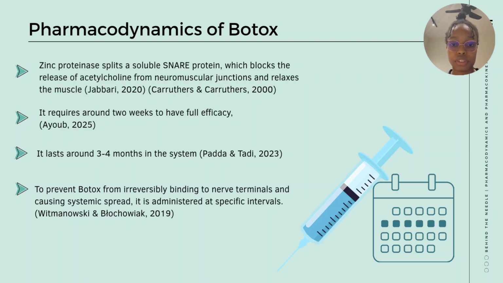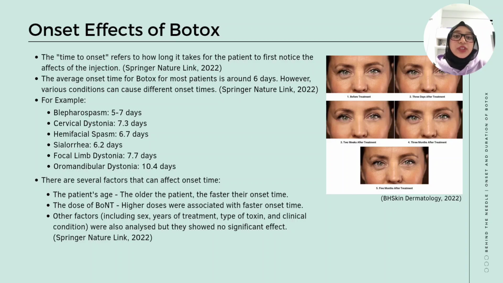In order to prevent Botox from irreversibly binding to the nerve terminals and causing systemic spread, it needs to be administered in intervals. The time to onset refers to how long it takes for a patient to first notice the effects of the Botox injections. The average onset time for Botox for most patients is around 6 days. However, various conditions can cause different onset times.